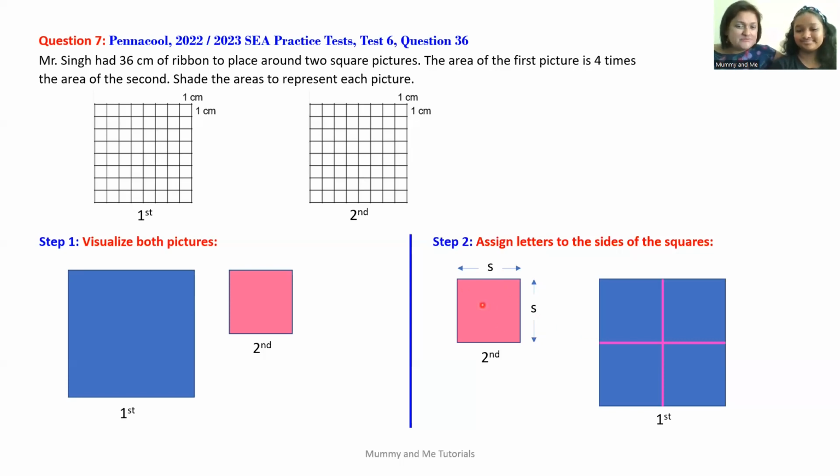And since the smaller square fits inside the larger square 4 times, this side would be S, and this side will also be S. And since there will also be 2 more squares to the other side, this side is S and this side is S. So if I add S plus S, what shall we get? 2S.